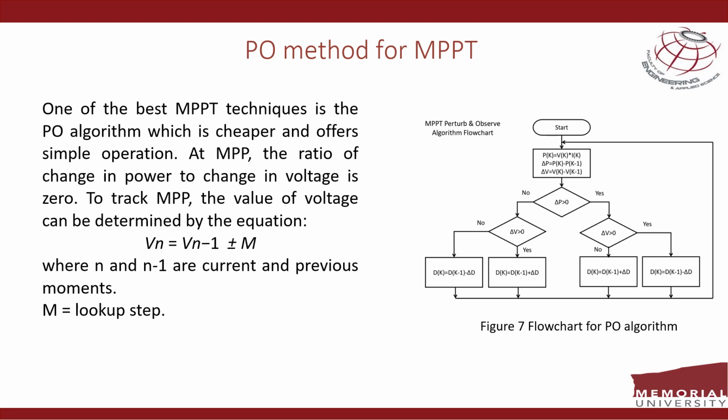From the different MPPT techniques discussed earlier, PO method has been chosen to be the best of them. The PO method is cheaper and it offers easy operation. It is known that at MPP, the ratio of change in power to change in voltage is 0. To track the maximum power point, the value of voltage can be calculated by equation Vn equals Vn minus 1 plus or minus m, where n and n minus 1 are current and previous moments, and m is the step size. There is a flowchart of PO algorithm shown on the right side of the slide, which describes the whole process of the perturb and observe method.